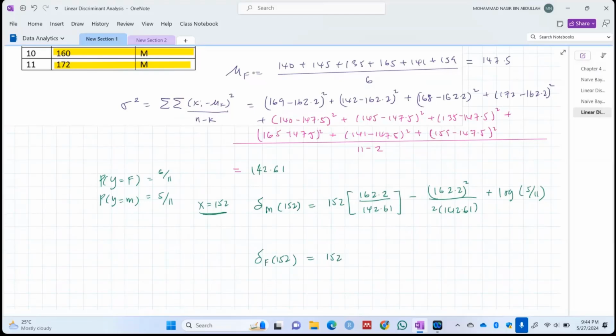So for 152, this is female, how much? 147.5 divided by 142.61 minus 147.5 squared divided by 2 multiplied by 142.61 plus log 6/11. So what is the answer for delta M?